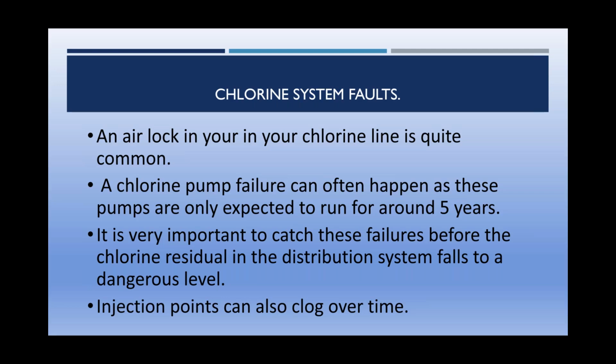It's important to catch these failures before the chlorine residual in the distribution falls to a dangerous level. If you've got a couple of days of water in your reservoir, that gives you a couple of days to fix things. The reservoir is well mixed. If you start putting chlorinated water back in again, you can bring the chlorine level in your water back up to a safe level pretty quickly. The other thing that sometimes happens is you can have an injection point that will clog over time. And again, if you happen to have a pressure gauge on your injection line, you should be able to see that too.